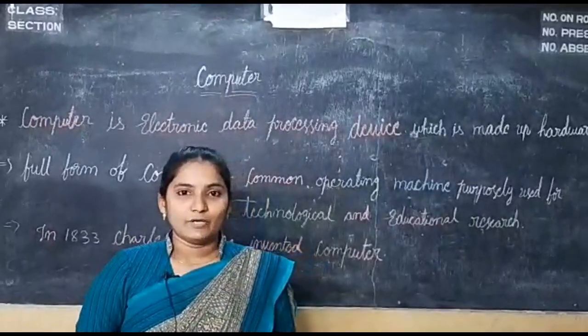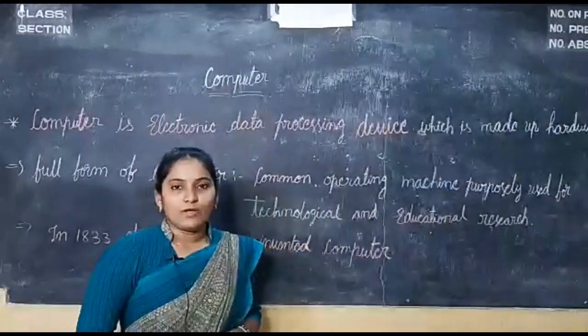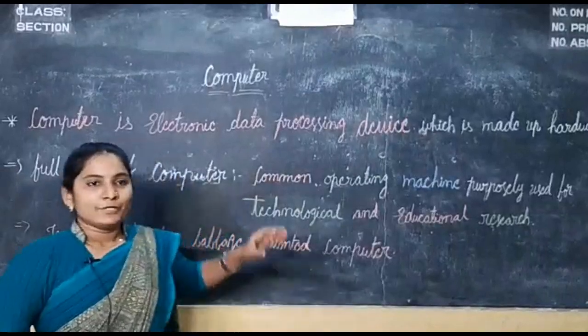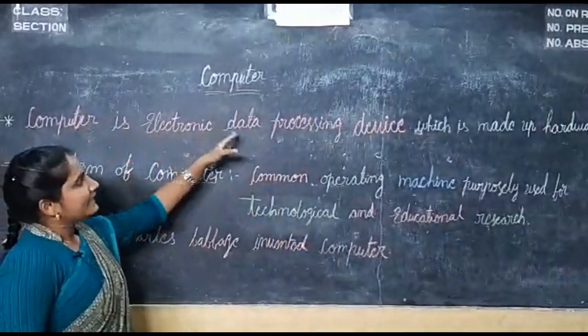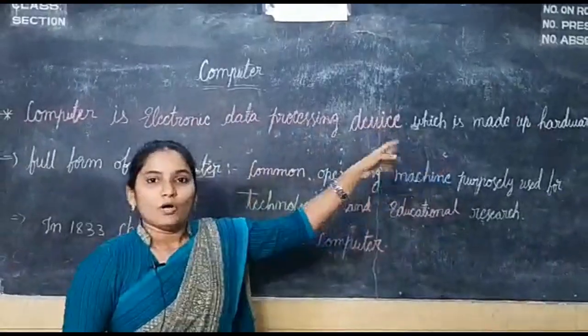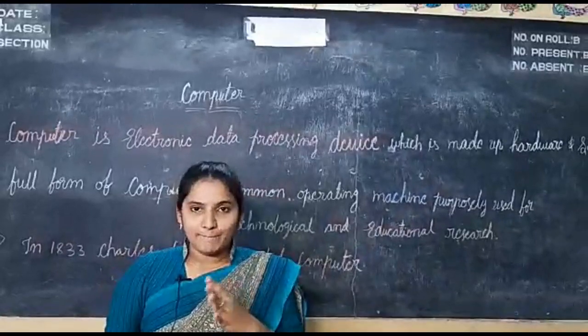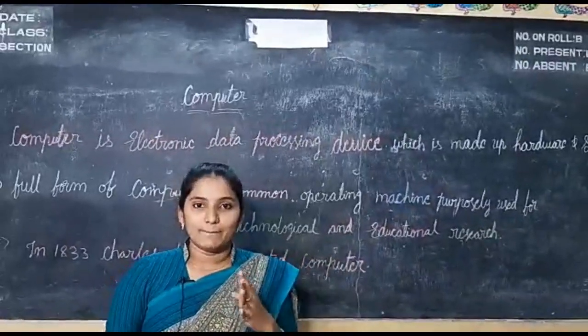Today I explain for you basics of computer. Okay, first of all, what is computer? Computer is an electronic data processing device which is made up of both hardware and software. Computer is a man-made machine. This is an electronic machine.